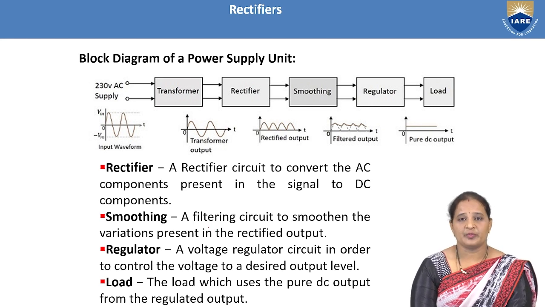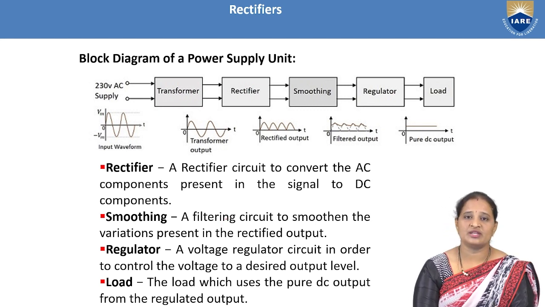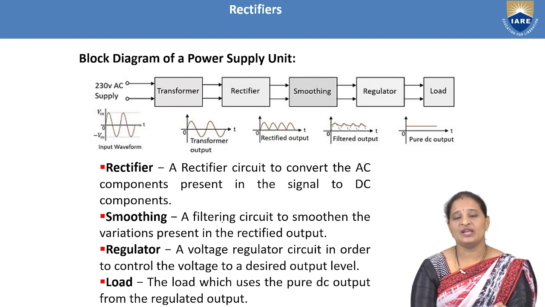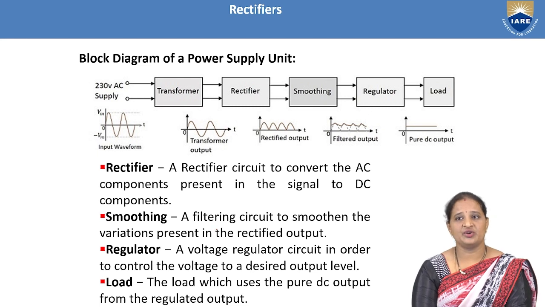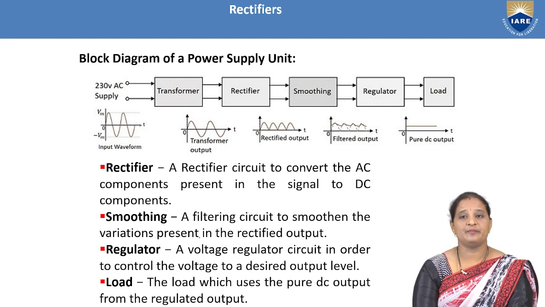Then the smoothing filter. Even though the rectifier converts AC into DC, we are not going to get pure DC as output from the rectifier. It also contains some AC components. In order to remove the AC components present in the output of the rectifier, we use this smoothing circuit. We can also call it a filter. A filter is a circuit which smoothens the variation present in the output of the rectifier.